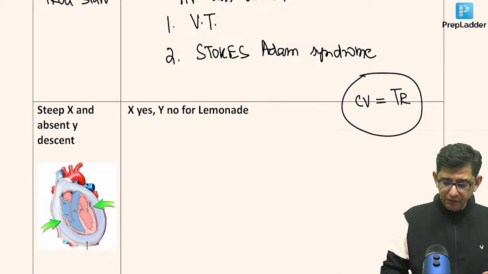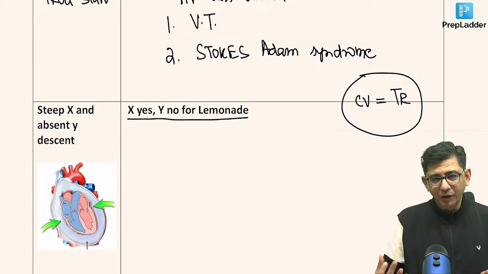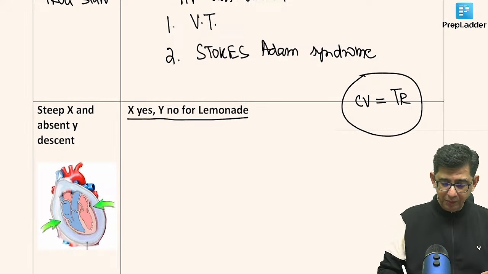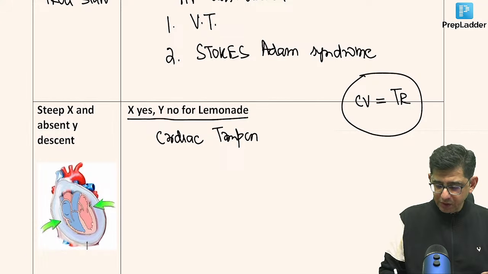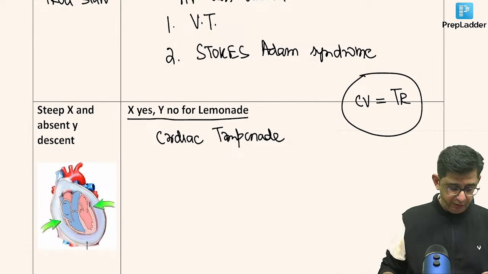So X is yes and Y is a no for lemonade. The rhyming word for lemonade is tamponade, right? Lemonade, tamponade, something similar rhyming here. And even the diagrammatic representation remains the same. So you will say that cardiac tamponade is where a steep X and absent Y descent would be present.